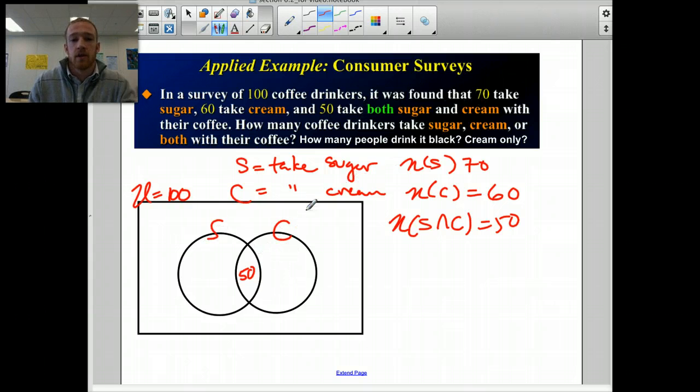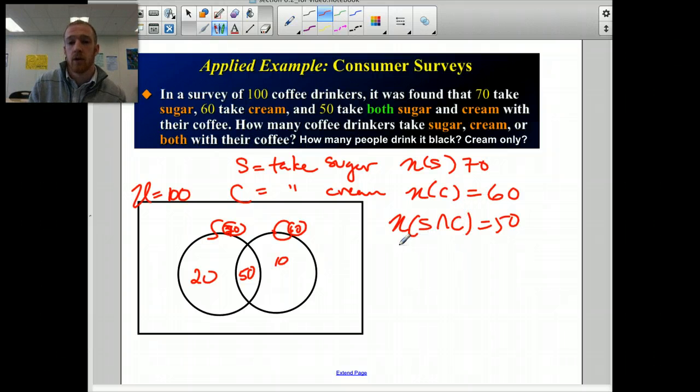Sometimes I like to write a little number next to the total for the set here, but don't include that as part of your Venn diagram. So C is 60, so I'll write that to remind myself, and S is 70 total. We've already counted 50 of the sugar takers, so there's 20 that take sugar that don't take cream. And of all the people that take cream, 50 take both, so there's 10 people that take just cream, no sugar.